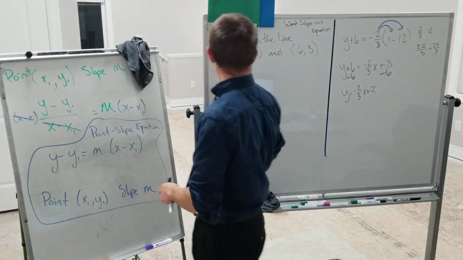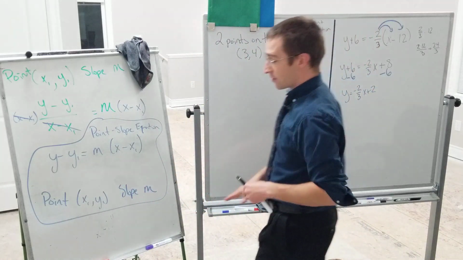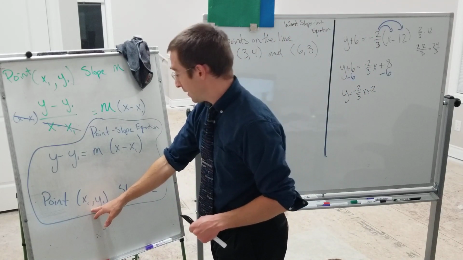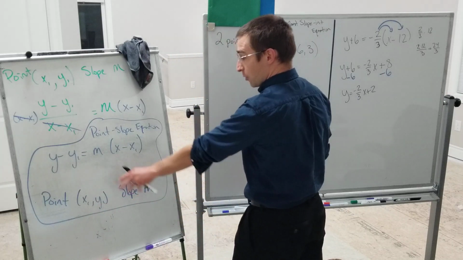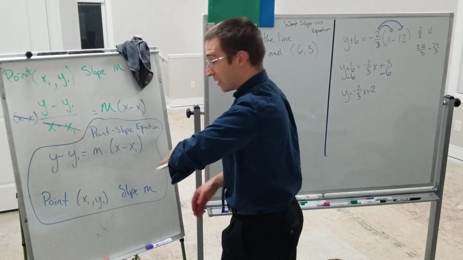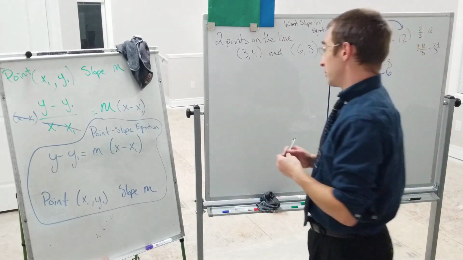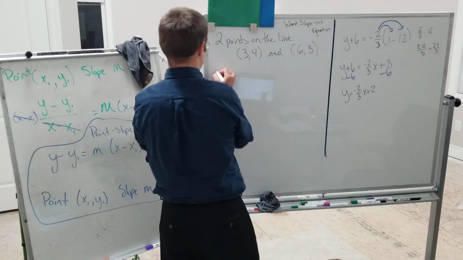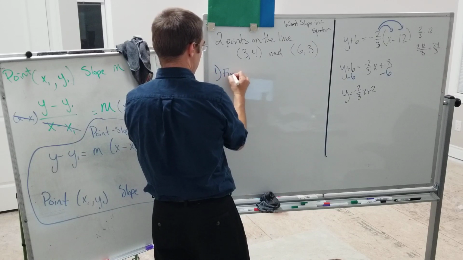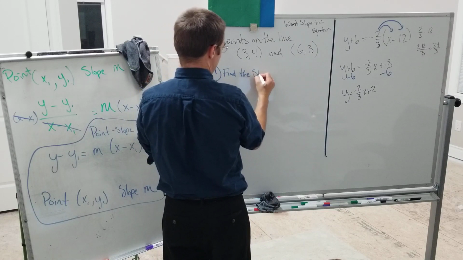So here we have 2 points. Either of these could be our point for point slope form. And then we just got to find the slope in order to write our point slope equation. So step 1 is find the slope.